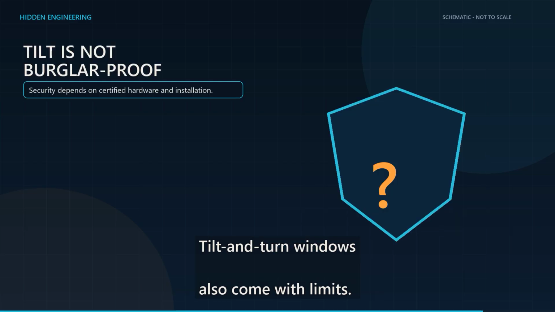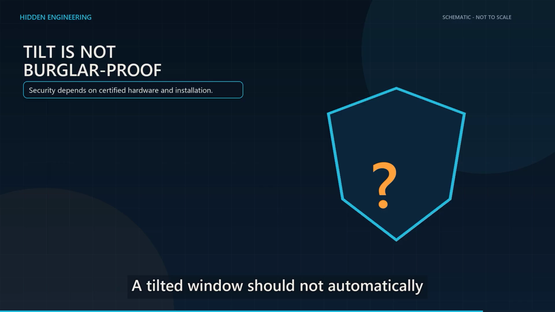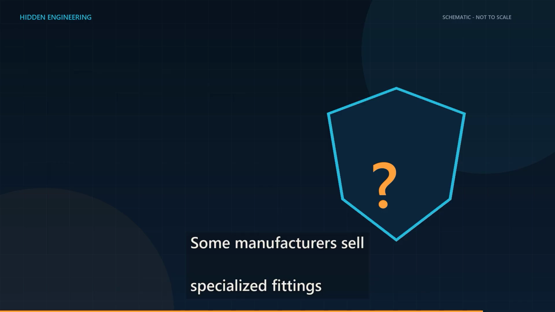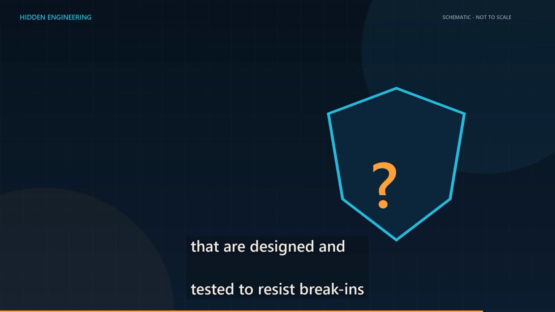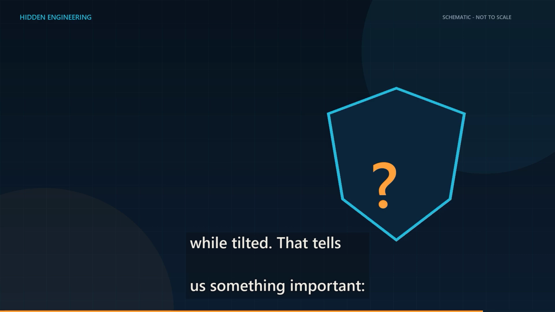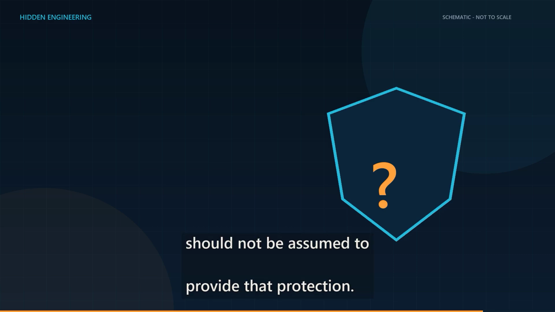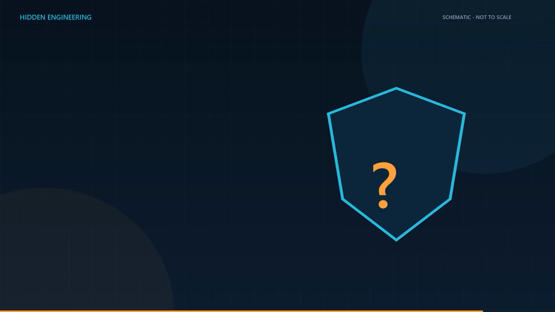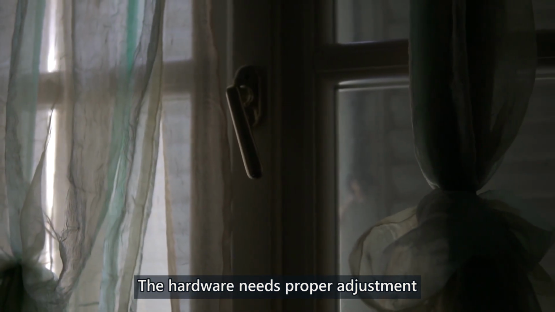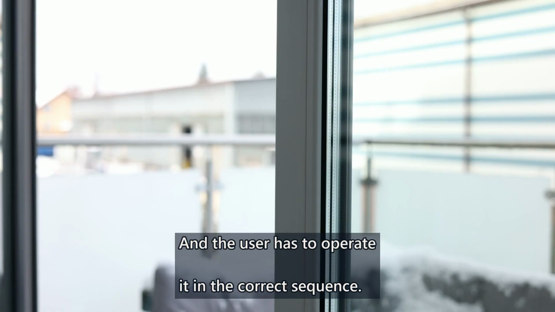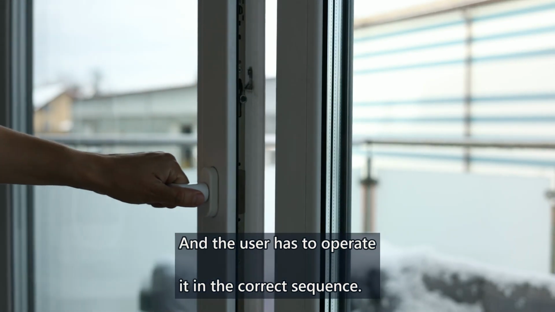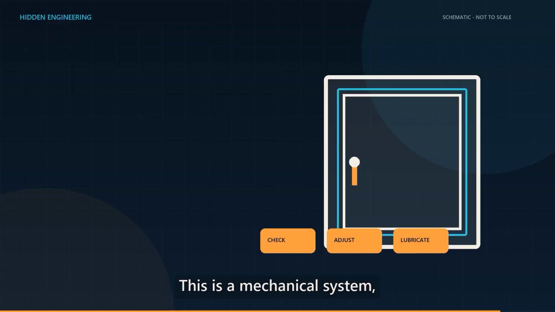Tilt and turn windows also come with limits. A tilted window should not automatically be treated as burglar resistant. Some manufacturers sell specialized fittings that are designed and tested to resist break-ins while tilted. That tells us something important. A standard tilted window should not be assumed to provide that protection. The hardware needs proper adjustment and occasional maintenance, and the user has to operate it in the correct sequence. This is a mechanical system, not just a sheet of glass on two hinges.